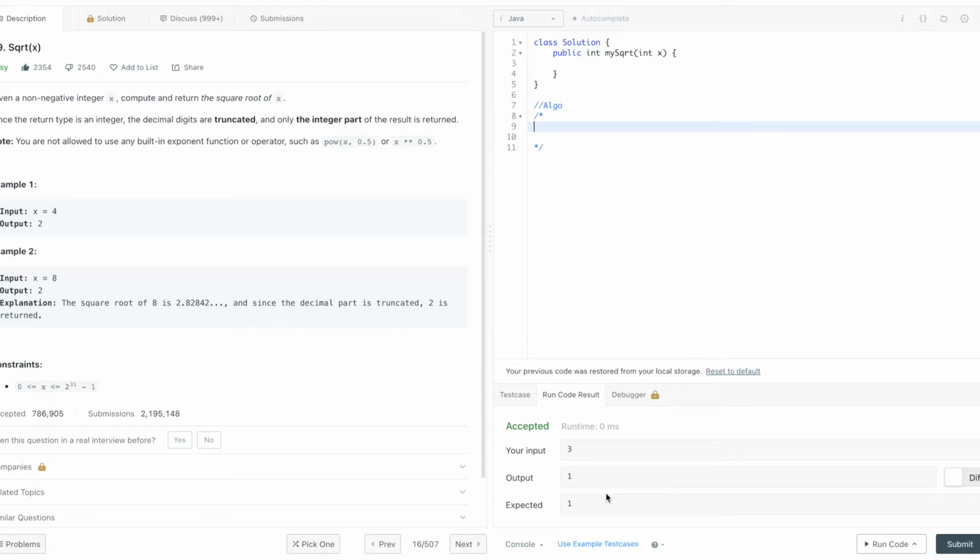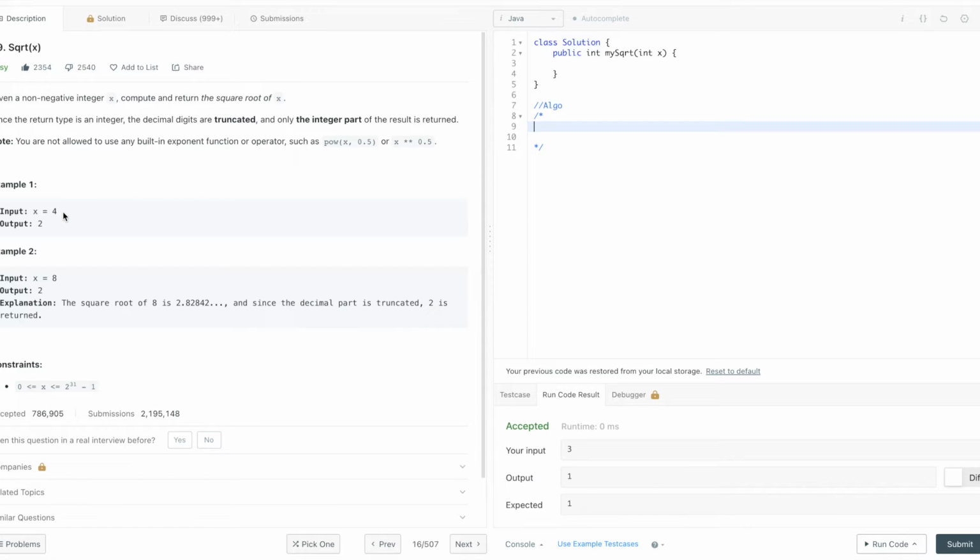In today's video, we'll be looking into a square root problem. So it's pretty simple. When we're given a non-negative integer number called x, we have to compute and find the square root of x. And they're saying since the return type is an integer, the decimal digits are truncated and only the integer part of the result is returned. And we're not allowed to use any built-in functions, such as power.